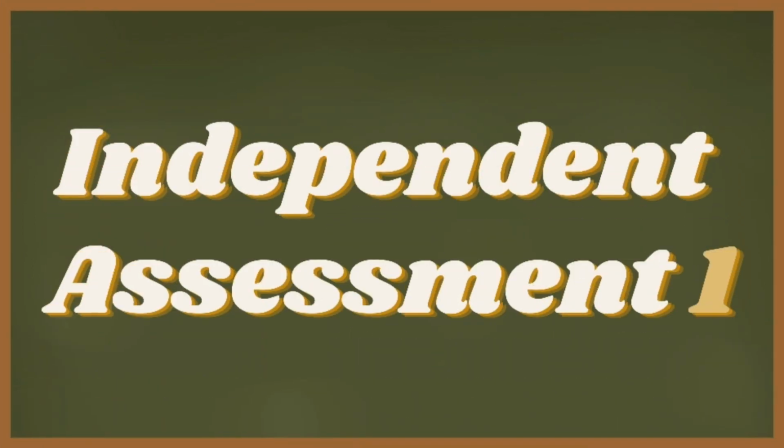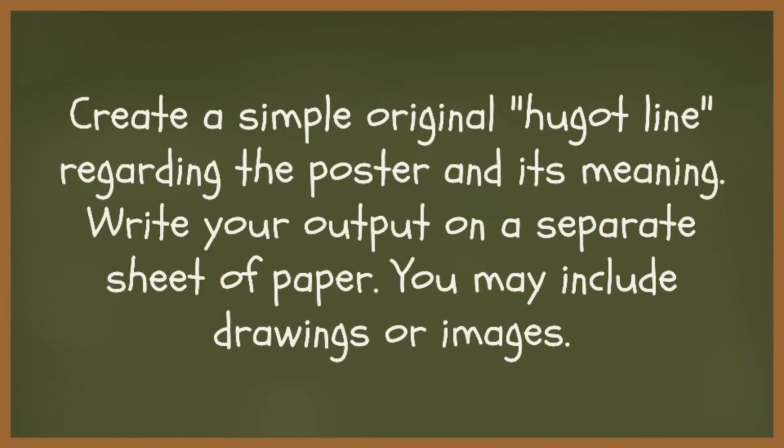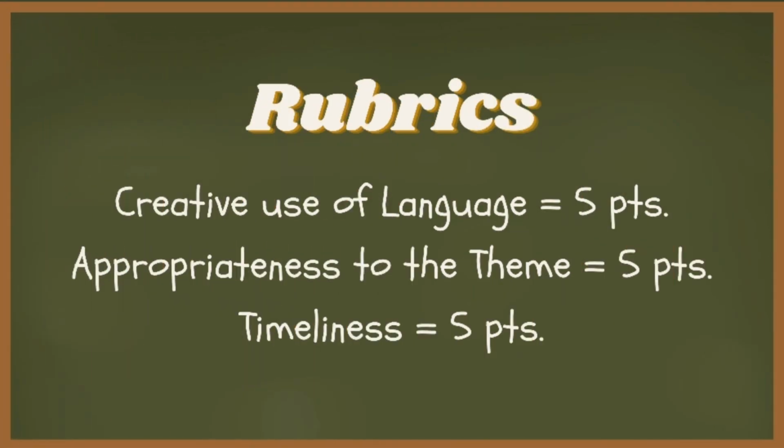Independent Assessment 1. Create a simple original Hugot line regarding the poster and its meaning. Write your output on a separate sheet of paper. You may include drawings or images. For our rubrics, creative use of language equals 5 points. Appropriateness to the theme equals 5 points. Timeliness equals 5 points.